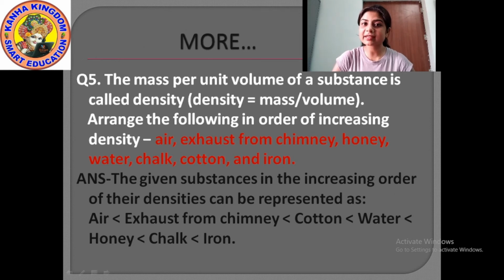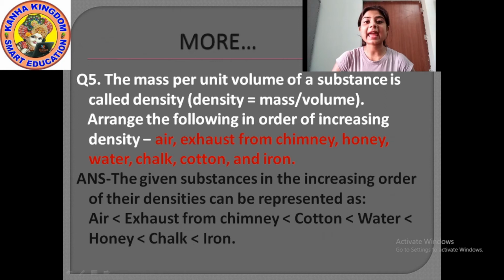Understood? Increasing means from smaller to bigger. The density of a matter from less to more. You have to arrange these following according to their density. So the answer is, the substances given in the increasing order of their density can be represented as: first, there is air.